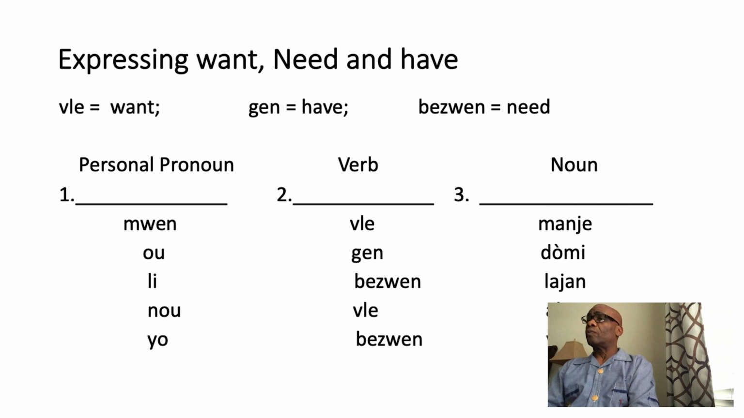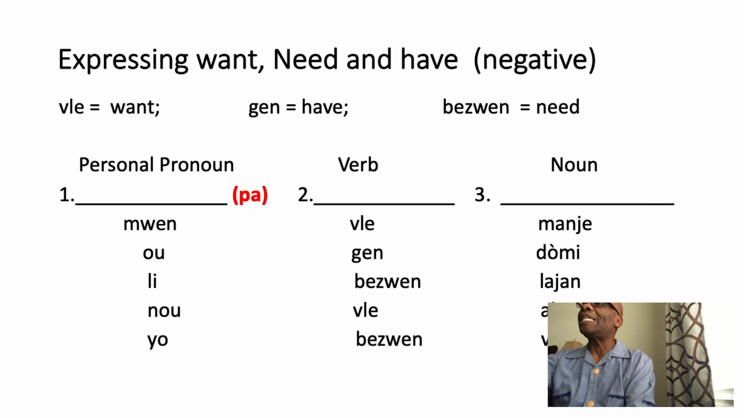Okay? Moi vle manger. I want food. Ou gen dormi. You are sleepy. Li besoin l'argent. He needs money. Nou vle aller. We want to go. Yo besoin voyager. They need to travel. Okay?